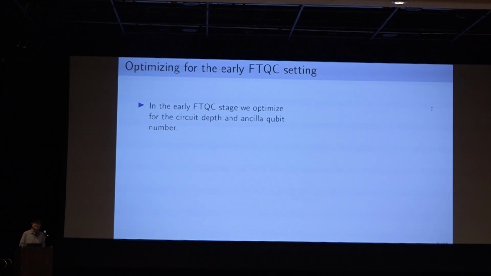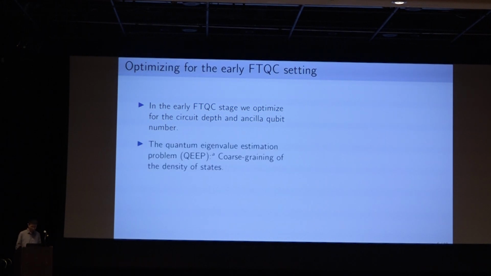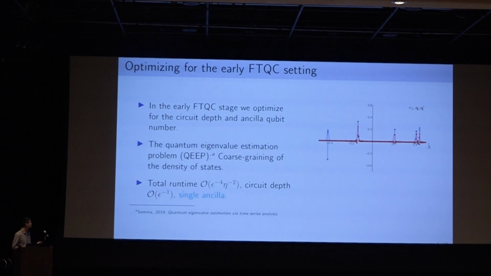So in the early fault tolerance setting, we optimize for circuit depth and the ancilla qubits. So there's this paper in 2019 by Rolando Somma that proposed a problem called the quantum eigenvalue estimation problem. So basically it requires you to compute a coarse graining of your density of states. So from that we can actually compute the ground state energy simply because we just look for the very first abundance. And so if you use that for ground state energy, then the total runtime will scale like epsilon to the minus 4 times eta to the minus 2.